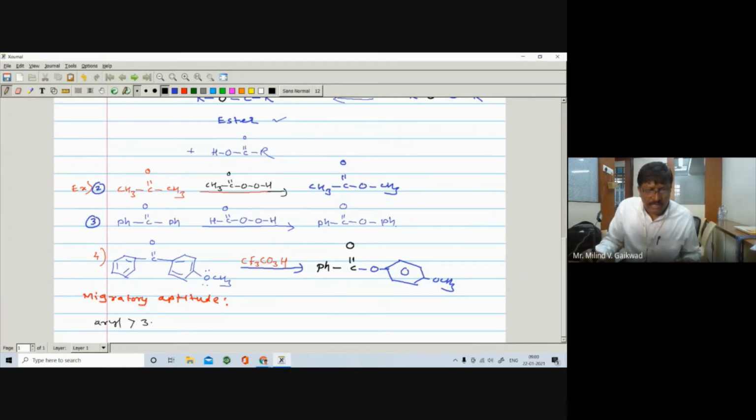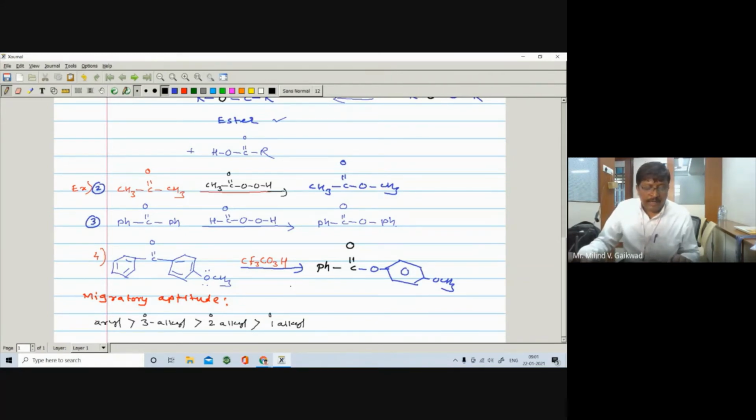Then tertiary alkyl group, right? Tertiary alkyl group. Then secondary alkyl group, then primary alkyl group. Why? Because in a tertiary alkyl group, there are 3 R groups. These are electron donating groups. That's why the electron density is more. The more the electron density, the easier the attack on the O positive.